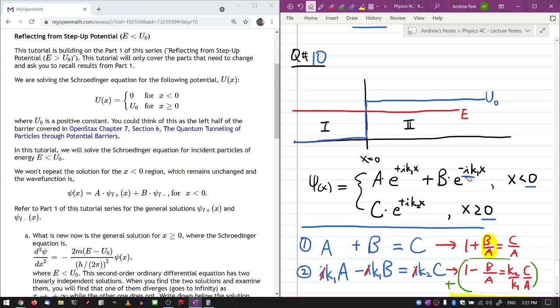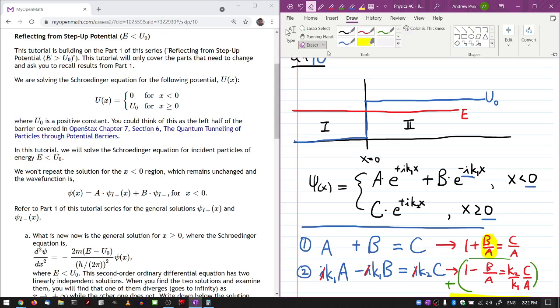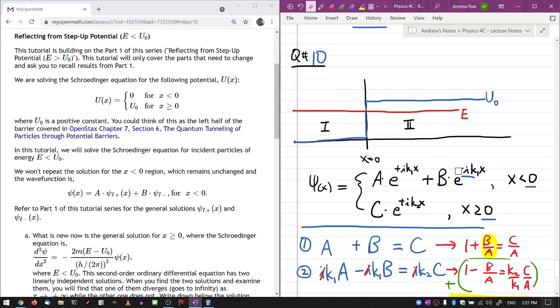Stroke eraser is a different kind of annoying. Let me change it back.